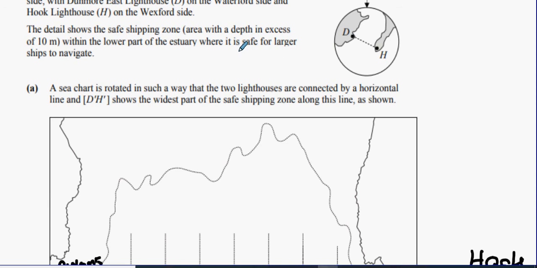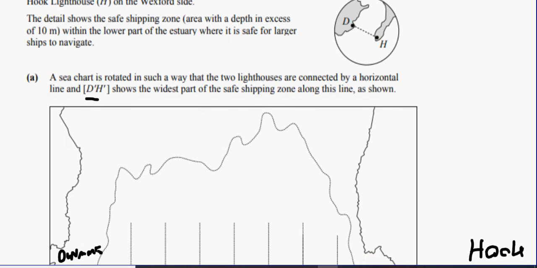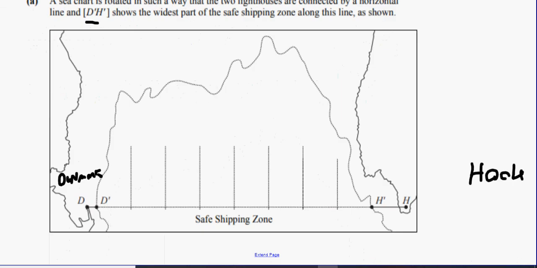Now, the detail shows a safe shipping zone area with the depth in excess of 10 meters, the lower part of the estuary where it's safe for a larger ship to navigate. The sea chart is rotated in such a way that the two lighthouses are connected by a horizontal line, D'H'. Show the widest part of the safe shipping zone along this line as shown. So basically, from this blue point to this blue point, ships are only allowed to go through that part. That makes sense? If I'm a ship and I try to go this way, not allowed, too shallow. Is that all right?